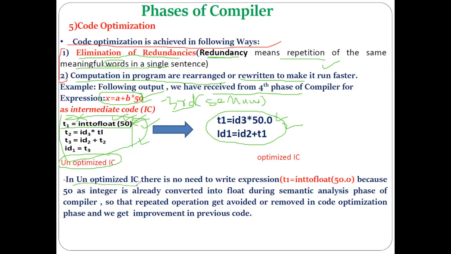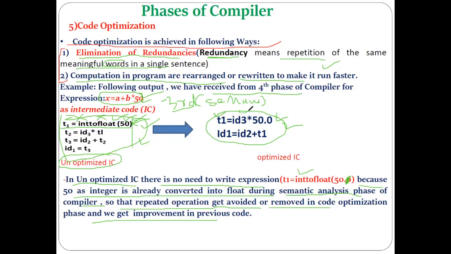In an optimized intermediate code, there is no need to write the expression t1 equal to inttofloat 50. Sorry, t1 equal to inttofloat 50, because 50 as an integer is already converted into float during the semantic analysis phase of the compiler. Okay, so that repeated operation gets avoided or removed in code optimization, and we get an improvement in the previous code. So from all this discussion, we remove this intermediate code instruction. Okay, and directly we will write t1 equal to id3 into 50.0.